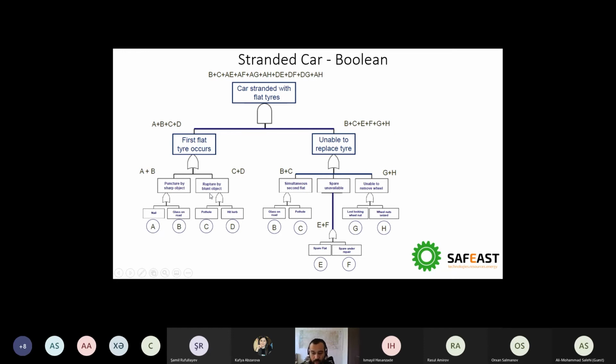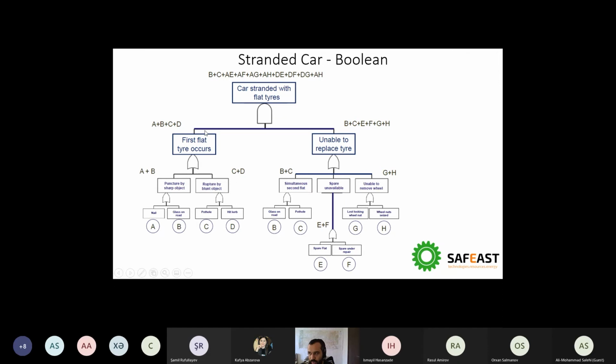Then you can ask why we need to use Boolean algebra, why we cannot just use simple maths, like summing for OR and multiplying for AND. The only reason is that if you look at this, you can see that certain things, for example B, glass on road, are repeating themselves in different places on the tree. So there is B here as well, and there is B here as well.